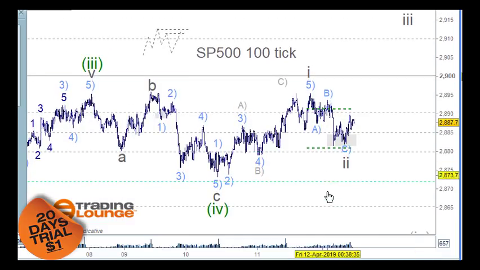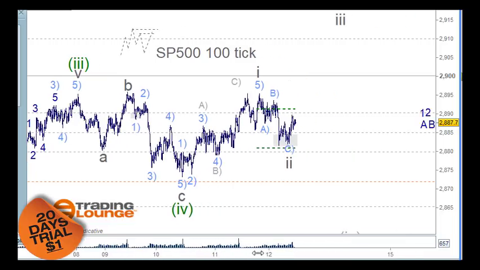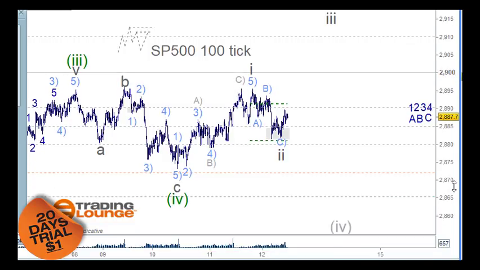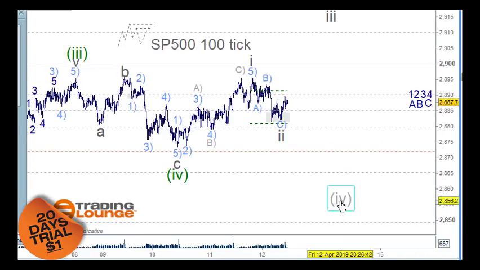If I've got this wrong here, and this is a little A, B, and C wave, then we're going to be coming down for wave 4 here. So that means that the move down through here would be all part of it. It may just stop here too.